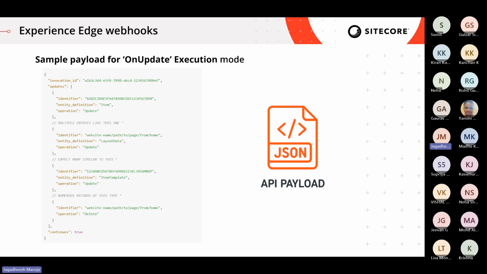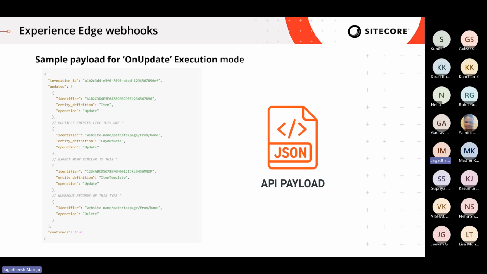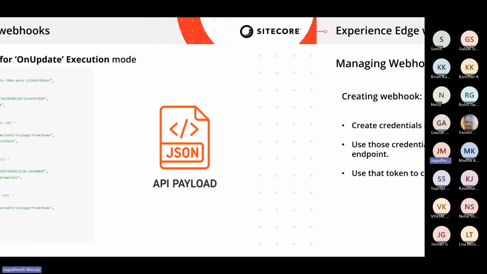Then what else? There is this field called continuous. This continuous indicates that Edge is prepared to send additional requests. It sends the data as a batch. As soon as it receives a 200 response from the webhook, it will trigger one more request, because it might have a lot of data. So it actually processes as a batch process. Anytime you publish an item with a layout, like a page, it will correspond to layout data, and that shows as layout data in the entity definition. So this is the sample payload.